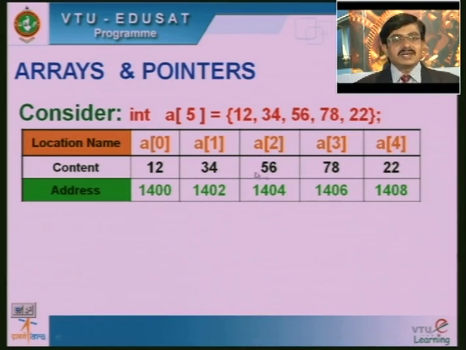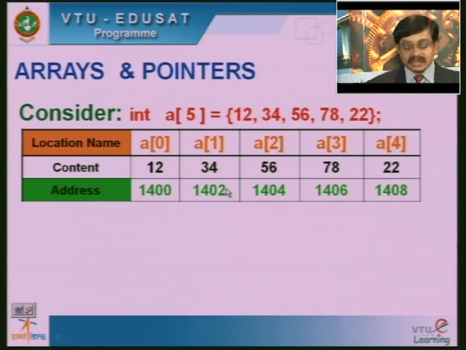1408 and 1409 together form the 2 bytes of memory allocated for A of 4. Similarly, we can see each element is taking 2 bytes of memory area. So, 5 integer elements means 10 bytes of memory area is allocated, 1400 to 1409.